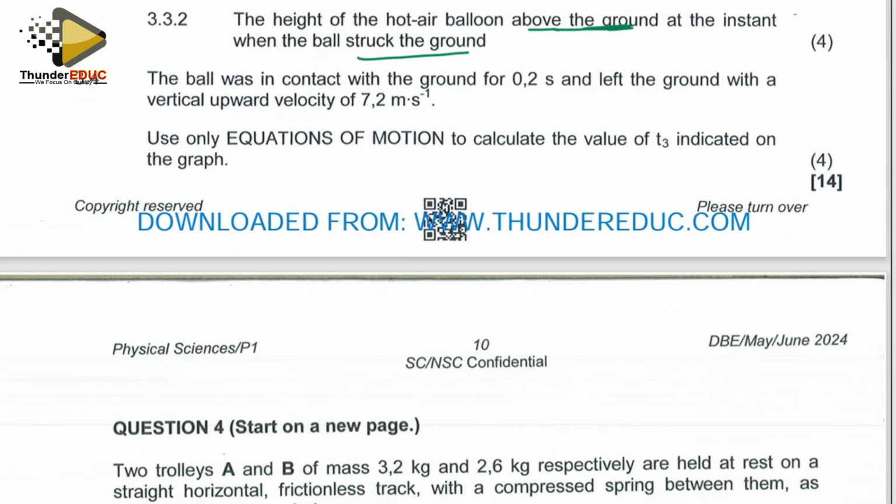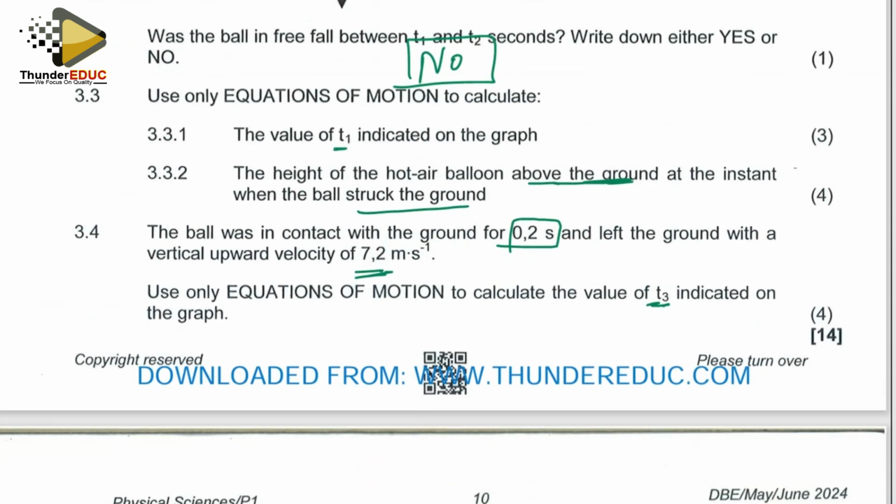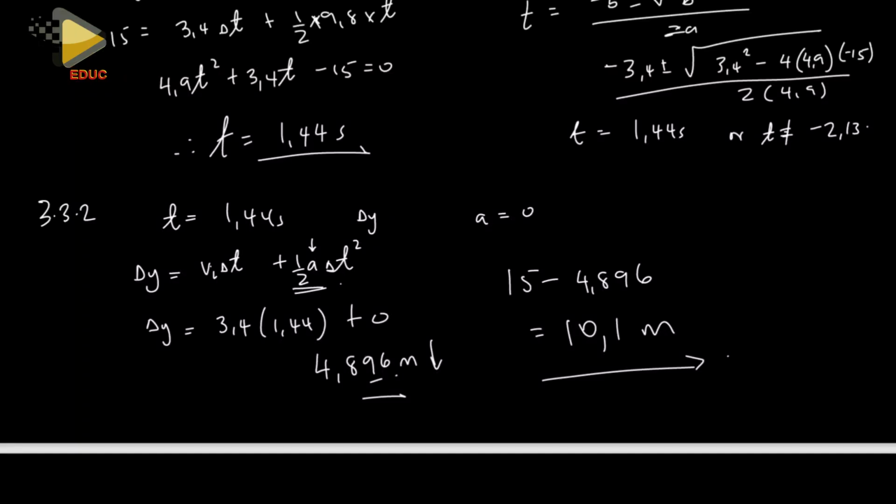And then 3.4, the ball was in contact for just 2 seconds and then left the ground with an upward velocity of 7,2. Use the equations of motion to calculate the value of T3. Where is T3? So at T3, that's when the ball reaches the maximum height. But we know that at maximum height, the V final is 0. They gave us the V initial to be 7,2. We don't need the maximum height, but just the time within which the ball reaches the maximum height.